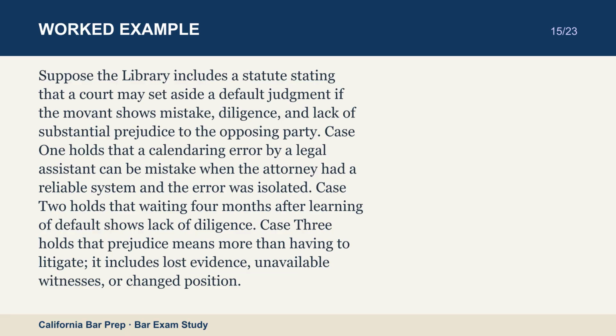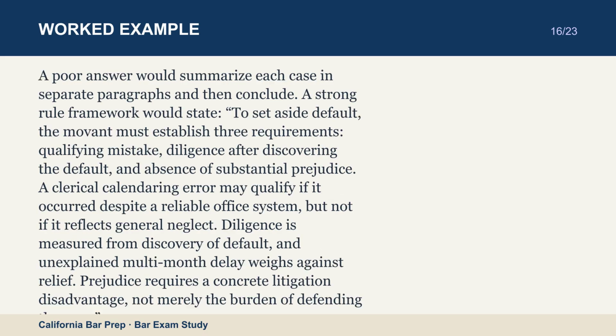A strong rule framework would state, to set aside default, the movant must establish 3 requirements: qualifying mistake, diligence after discovering the default, and absence of substantial prejudice. A clerical calendaring error may qualify if it occurred despite a reliable office system, but not if it reflects general neglect. Diligence is measured from discovery of default, and unexplained multi-month delay weighs against relief. Prejudice requires a concrete litigation disadvantage, not merely the burden of defending the case. That framework is ready for application.